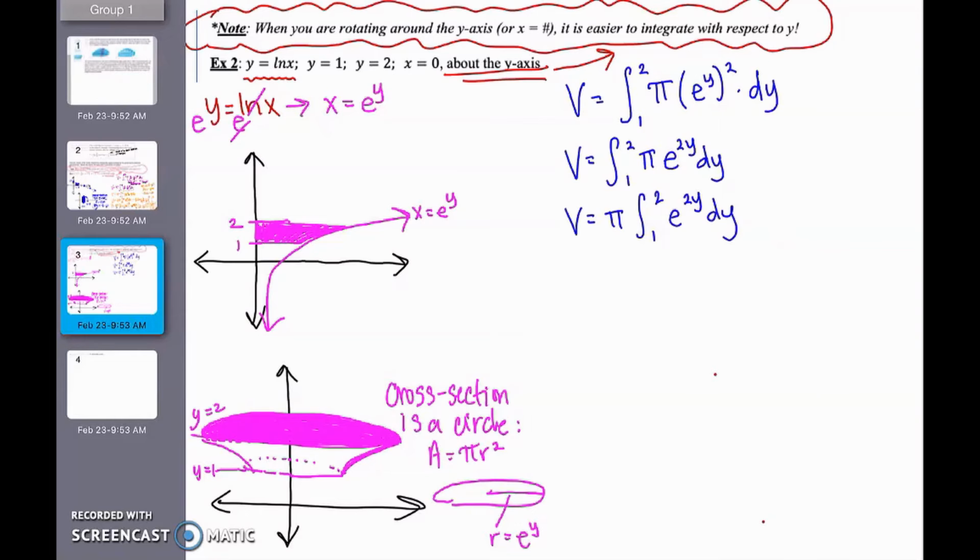So for this problem, I'm going to let u be my exponent, which is 2y. So then du would be 2 dy. And if I just want dy, then I would have to divide by 2. Right, so now I've got a representation for my dy. That's going to be du over 2. And then e to the 2y just becomes e to the u.